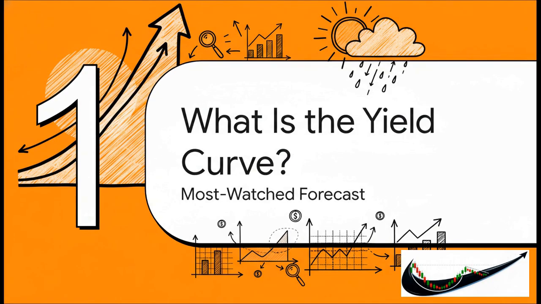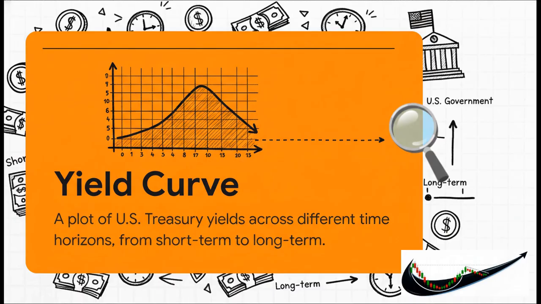All right, first things first. Before we can even begin to read this forecast, we have to understand the tool itself. So what in the world is the yield curve? At its core, it's really just a graph. That's it. It plots the interest rates, or the yields, on U.S. government debt across a bunch of different loan durations. We're talking from a few months all the way out to 30 years. It basically shows you how much interest you'd earn for lending money to the government for different lengths of time.